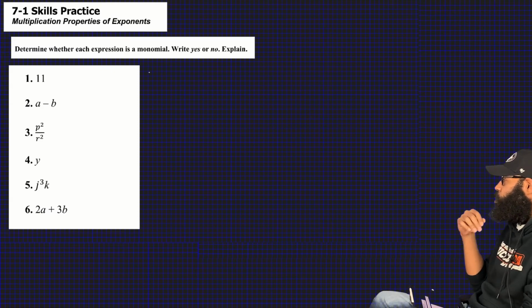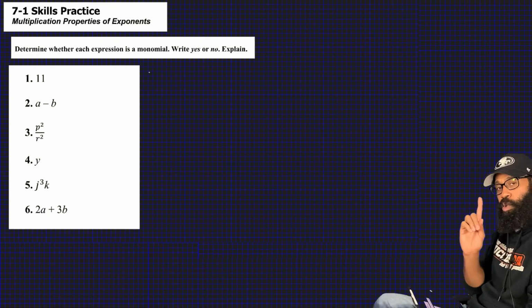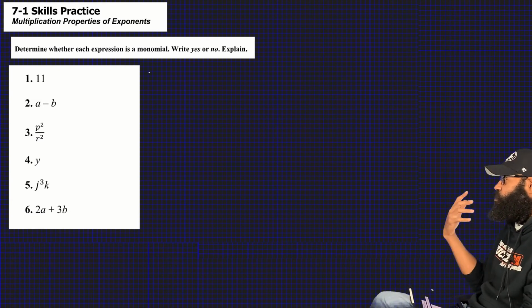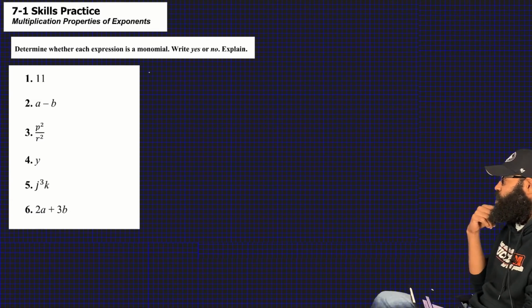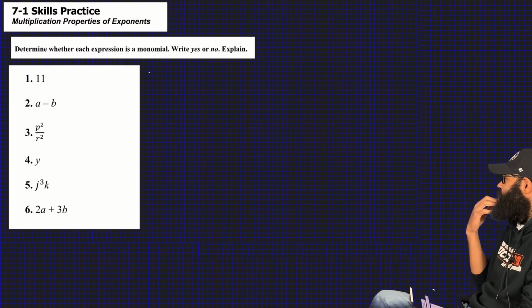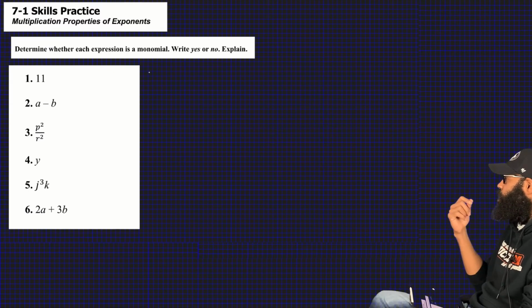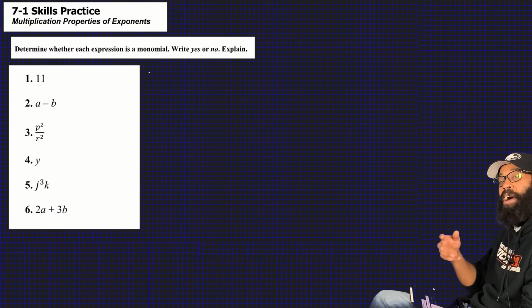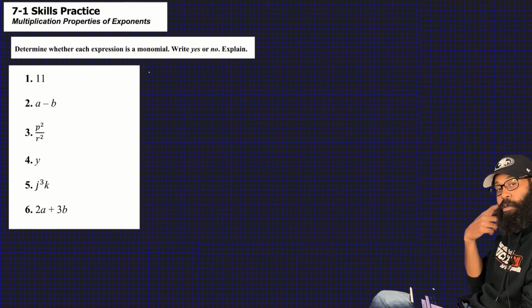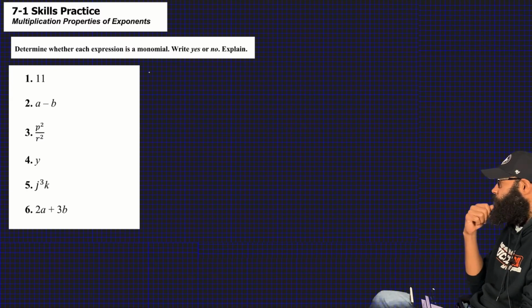Monomial means one, so just one term. Terms are separated by addition or subtraction. So 11, which is a constant, is a term, a monomial, one term. Number 2, a minus b, is no because there's subtraction between them. A is a term and b is a term, so there's actually two terms. We call it a binomial, right? So monomial, one term, binomial, two terms, trinomial, three.